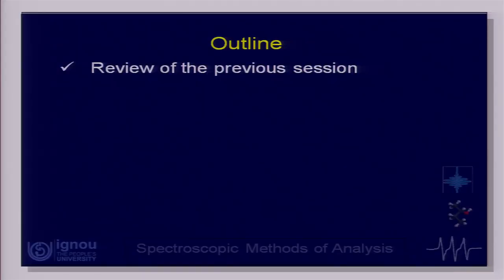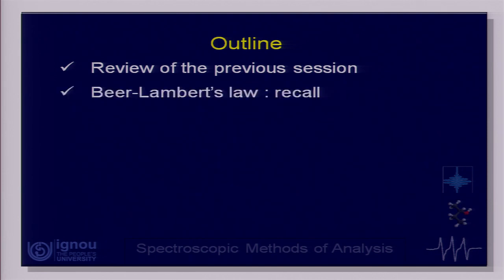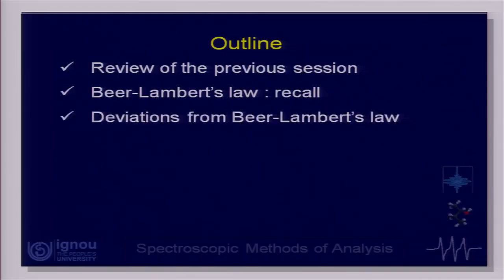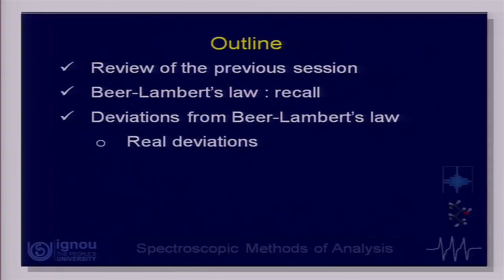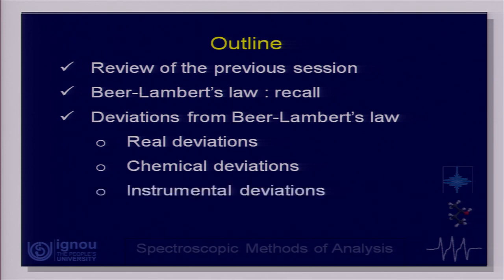The session is planned as follows. To begin with, we will review the contents of the previous session. Thereafter, we will briefly recall what the Beer-Lambert law is. Having done that, we will come to the main theme of today's session, that is the deviations from Beer-Lambert law. These deviations will be covered in three broad categories: the real deviations, the chemical deviations, and then the instrumental deviations. Towards the end, we will sum up what we do in today's session.